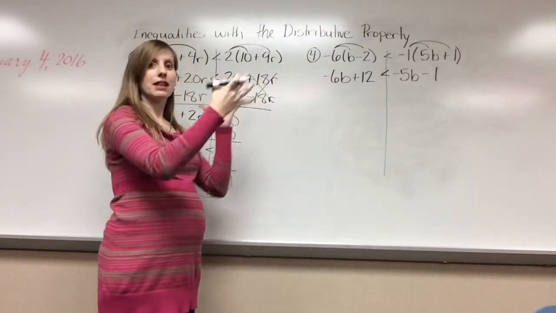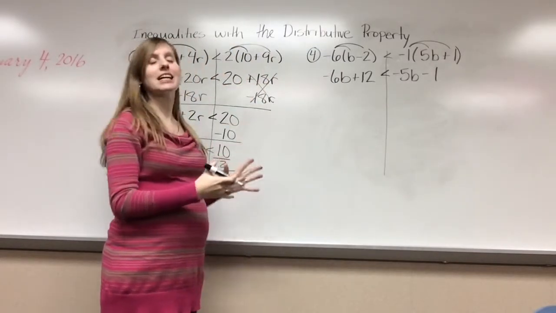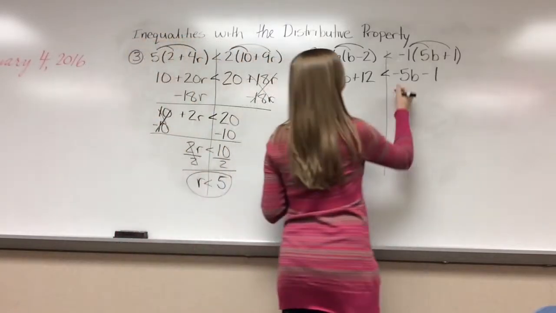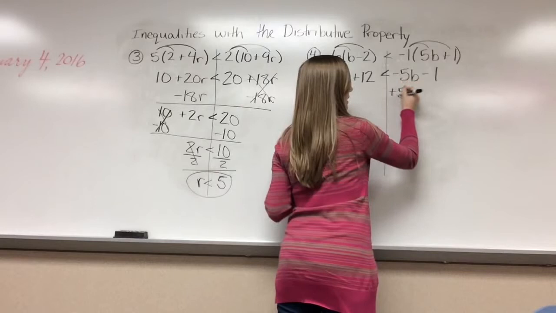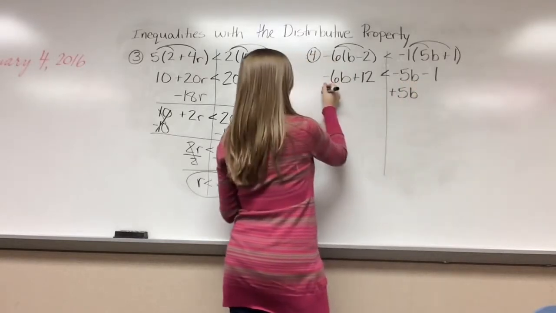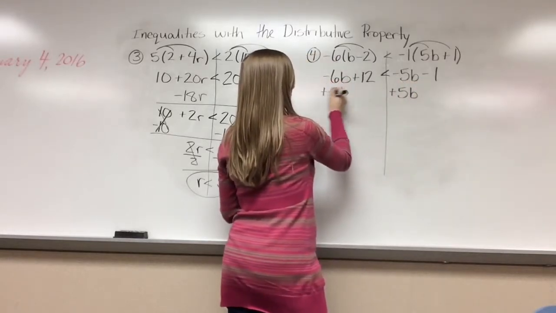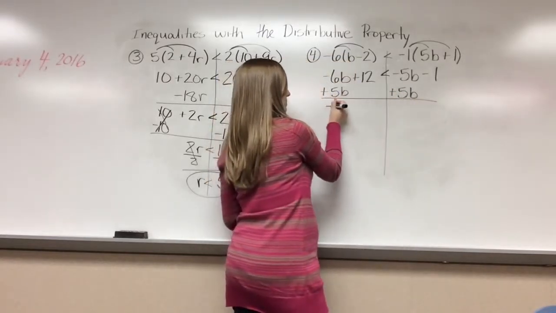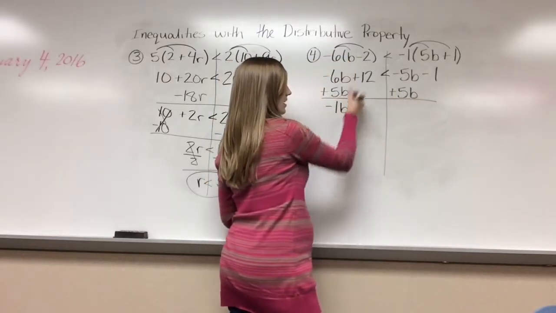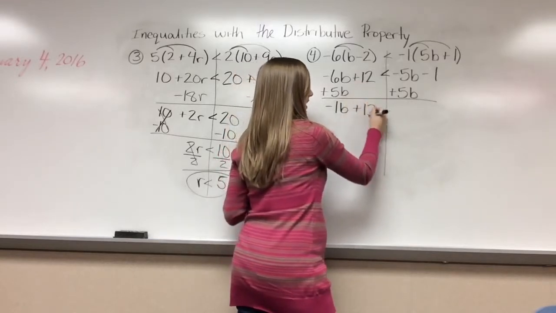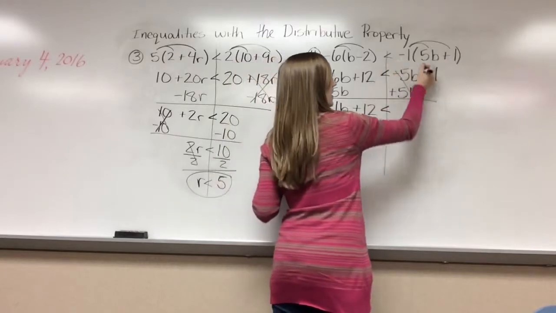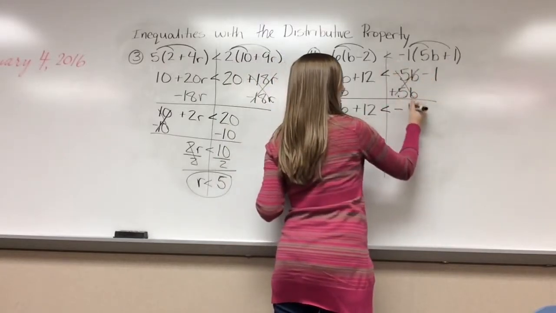Now I just need to get my letters on the same side, so I'm going to cancel out the negative 5b. So to do that, I'm going to use positive 5b or plus 5b on both sides. So negative 6b and positive 5b, that gives me negative 1b. The plus 12 just comes down, so does my inequality sign. The 5b's cancel and my negative 1 just comes down.